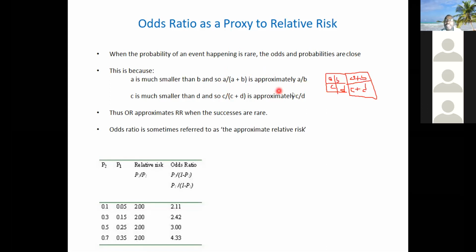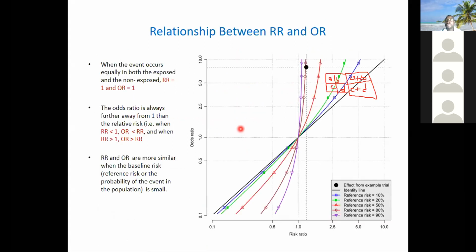When you are now putting the risk among the exposed, which is A all over A plus B, A is small. Compared with B, A is nothing. So it can be A approximately A all over B, and this one approximately C all over D. So the odds ratio approximates the relative risk when the success rates are rare. And you know that the formula for odds ratio is A all over, I don't think I put it in the next slide. Yes, what I was saying.